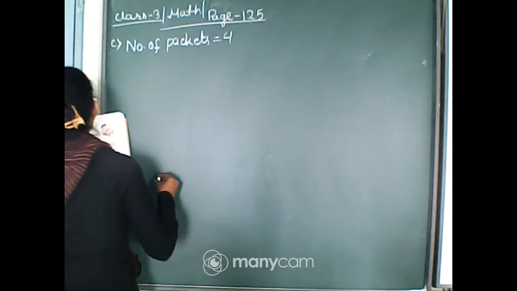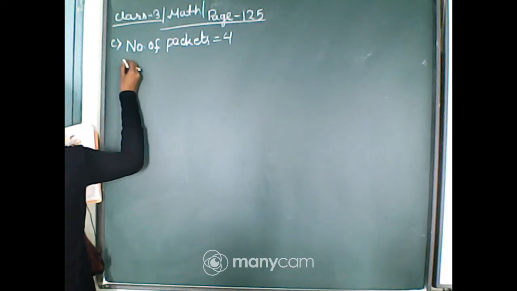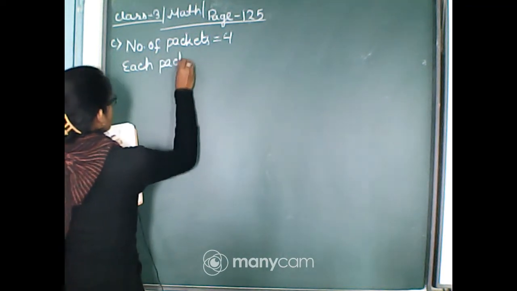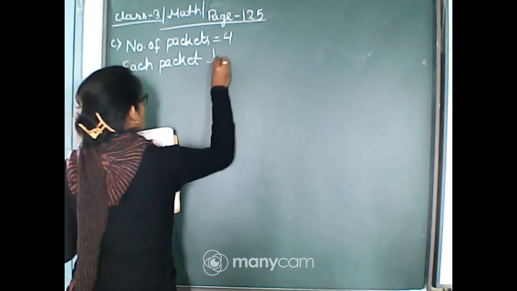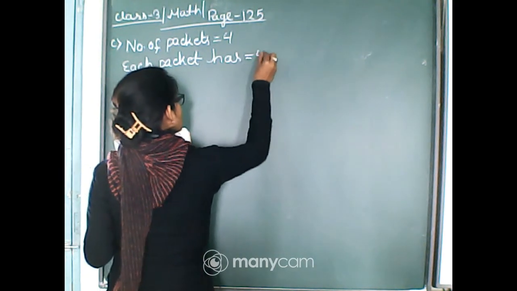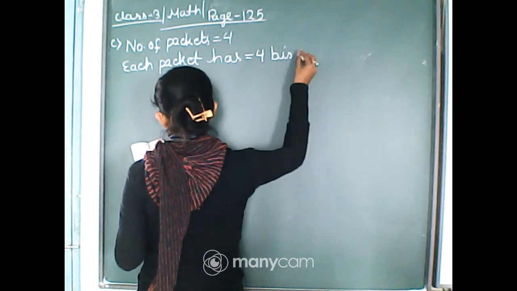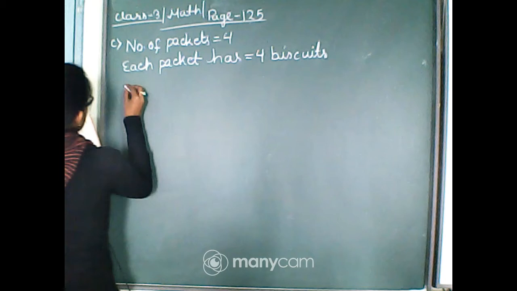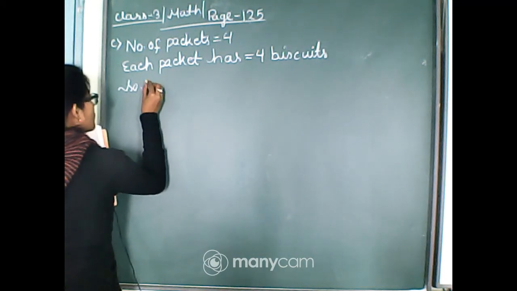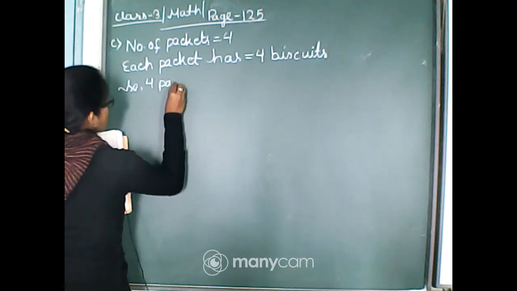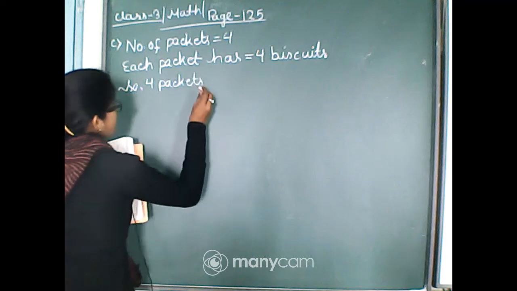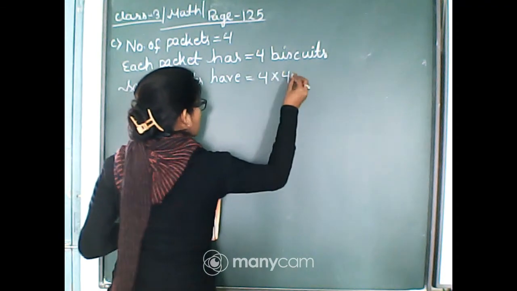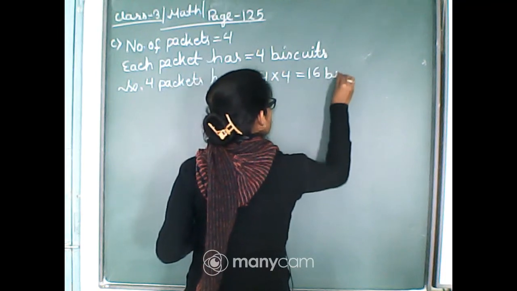Okay, now each packet has 4 biscuits. Okay, so 4 packets have equal to 4 into 4 equal to 16 biscuits.